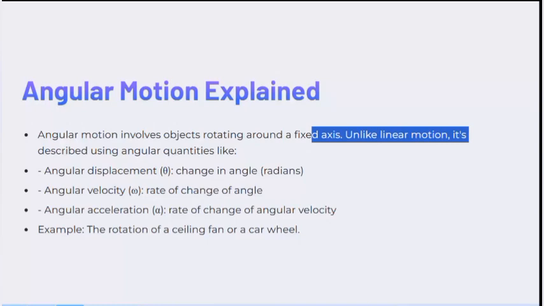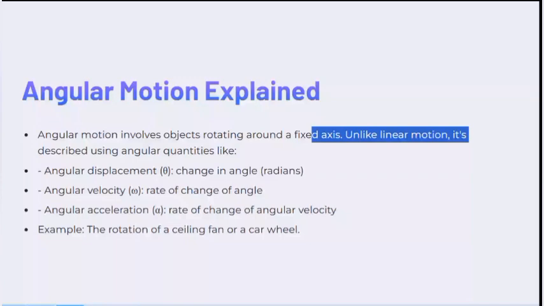Angular displacement means the change in angle, while angular velocity is the rate of change in angle. It's almost similar to linear motion, where displacement is change in distance and velocity is the rate of change of distance with time. So similar principles apply here, but in this case it relates to a circle.